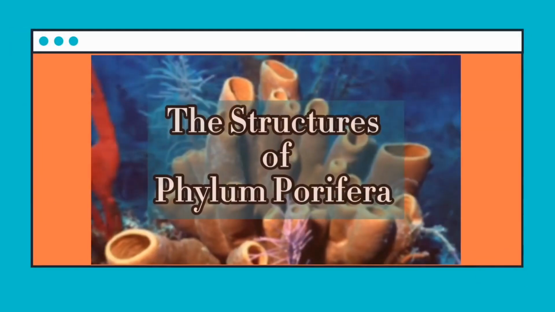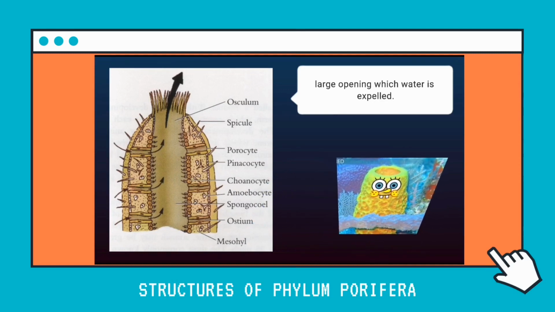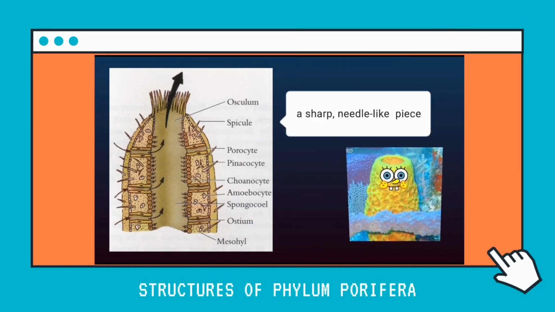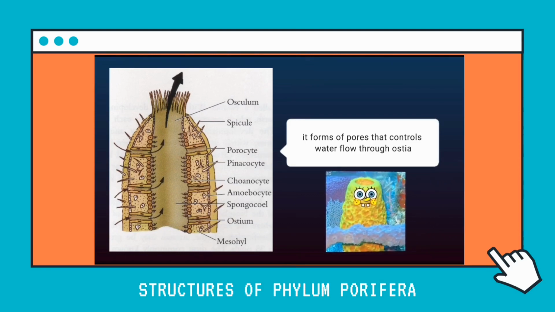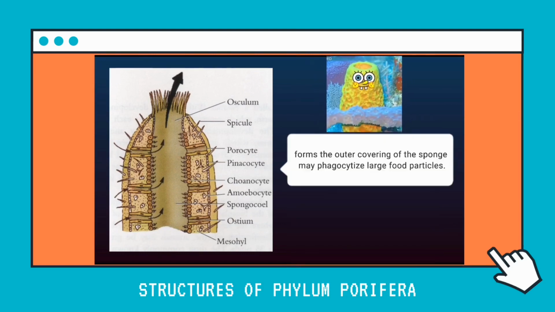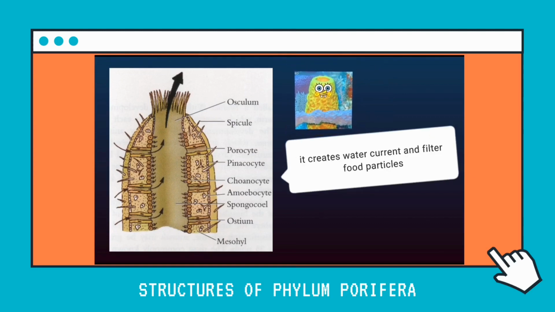These are the structures. Osculum has a large opening from which water is expelled. Spicule is a sharp, needle-like piece. Porocyte forms pores that control water flow through ostia. Pinacocyte forms the outer covering of the sponge and may phagocytize large food particles. Choanocyte creates water current and filters food particles.